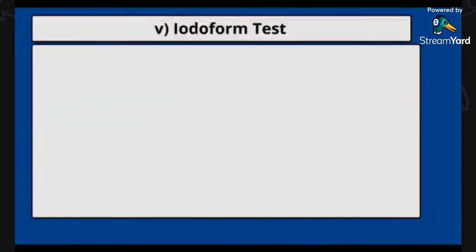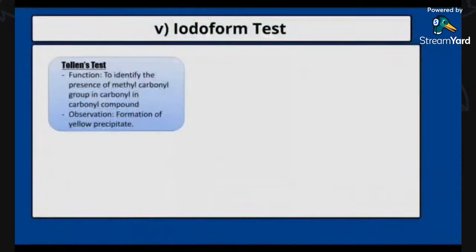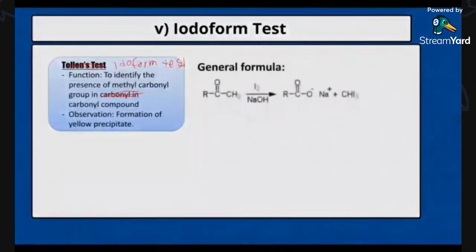So we go to the iodoform test. Function: to identify the iodoform. Function: to identify the presence of a methyl carbonyl group in a carbonyl compound. Observation: formation of a yellow precipitate. So this is the general formula. We react with I2 and NaOH. So it means the yellow precipitate was formed because of CHI3.